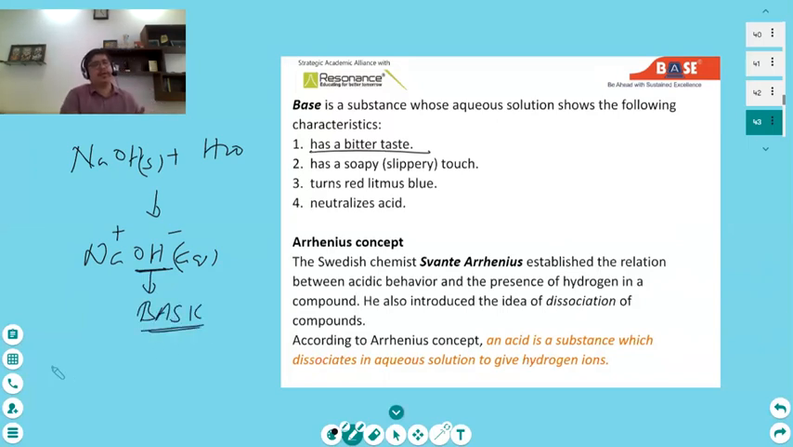And you know that soluble bases are also known as alkali. So don't get confused between acid, bases, and alkali. Soluble bases are alkali, okay?